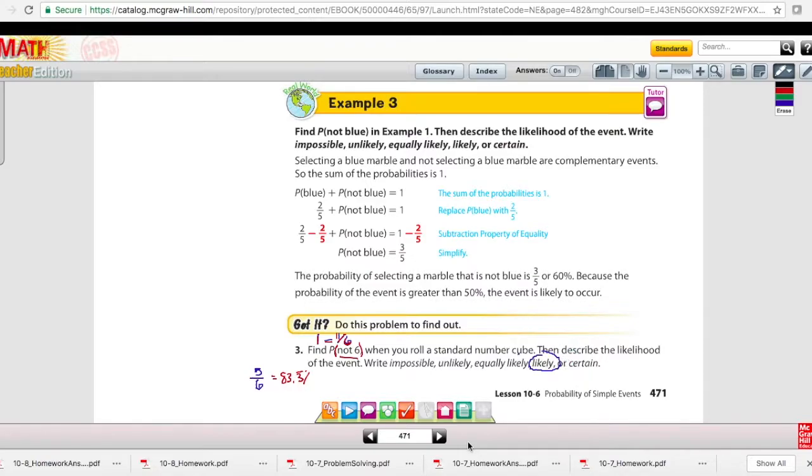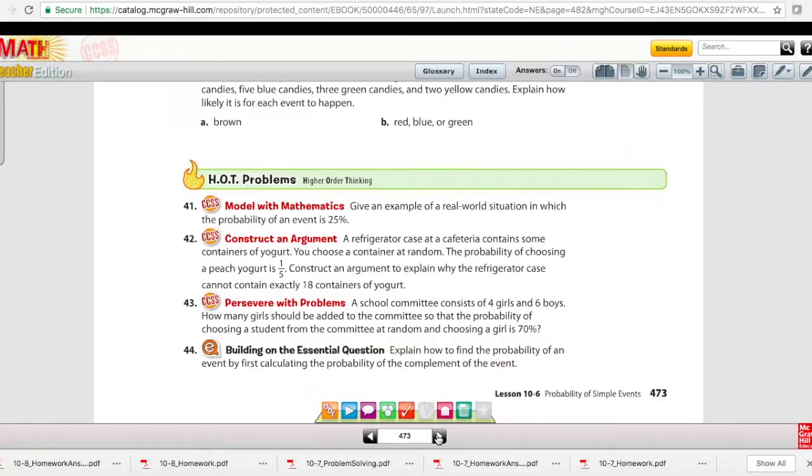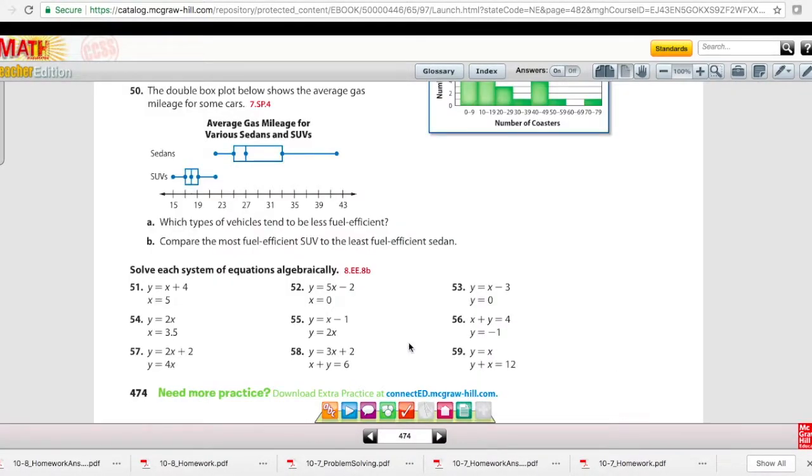In addition to the got it problems for lesson 10.6, you're going to be doing problems 51 through 59 odd on page 474. That's a review of systems of equations using the algebraic model to solve those. I'll do a couple here and you can do the rest on your own.